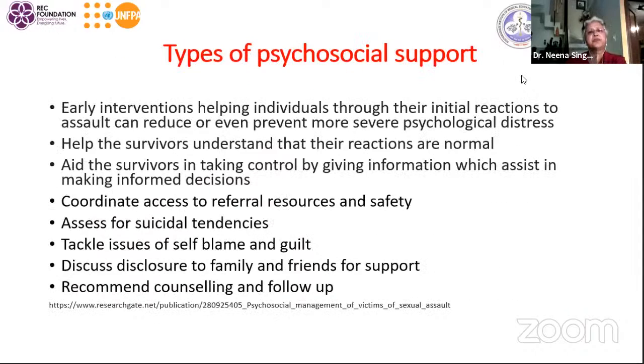What is the type of psychosocial support? Early intervention, helping individuals through their initial reactions to assault, can reduce or even prevent more severe psychological distress. So intervention has to be very early. Help the survivors understand that their reactions are normal, aid survivors in taking control by making their own informed choices, coordinate access to referral resources and safety, assess for suicidal tendencies, tackle issues of self-blame and guilt, and discuss disclosure to family and friends who can support them, recommend counseling and follow-up.